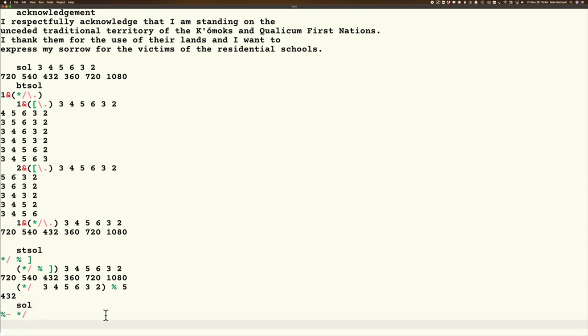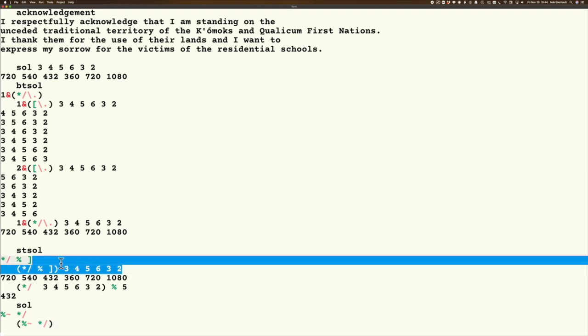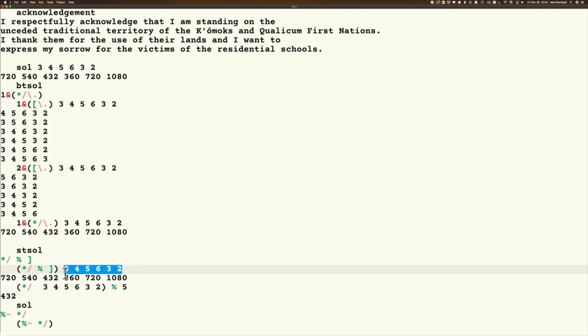And the step further that I took it was because of J. J has things called hooks. And what hooks do is hooks will take an argument, such as this argument. And what it does is if it's a monadic hook, because there's only one argument to it, it's going to copy this to the other side, and then it's going to execute it.